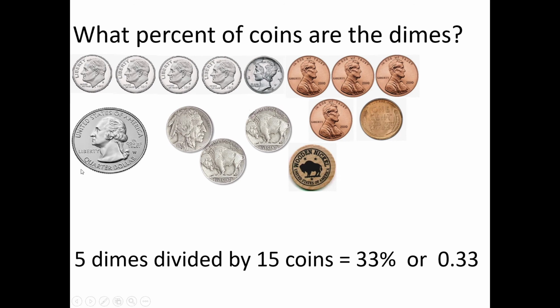And what percent of coins are dimes? The answer is 5 dimes divided by 15 coins equals 33%, or 0.33. Meaning the dimes make up 1/3 of the total number of coins. What percent would be the remainder of the coins? Those other denominations then would be 100% minus 33%, or 67%, 1.00 minus 0.33. Again, that would be 0.67.